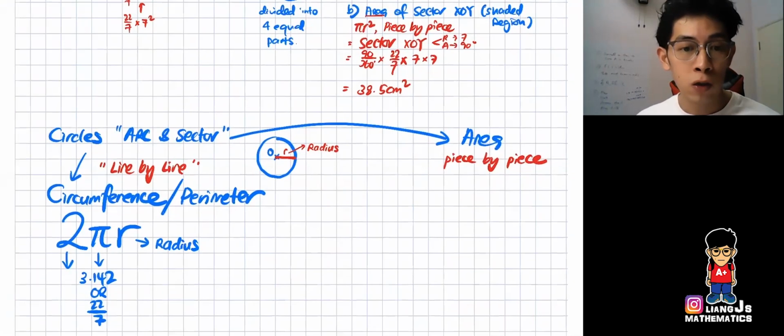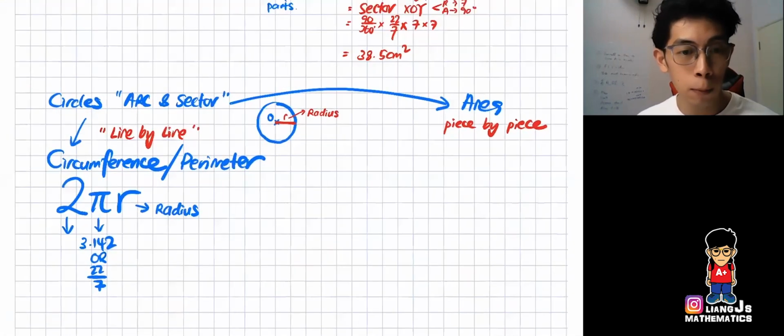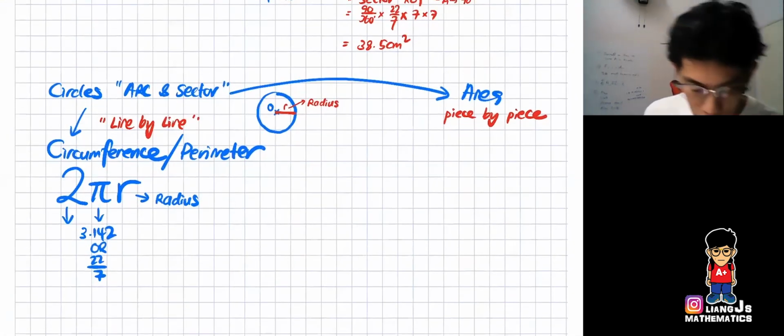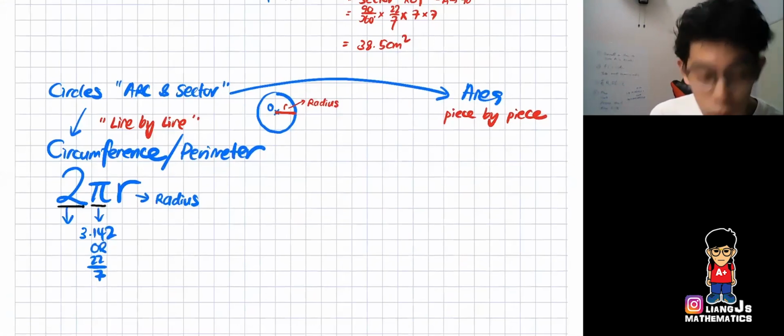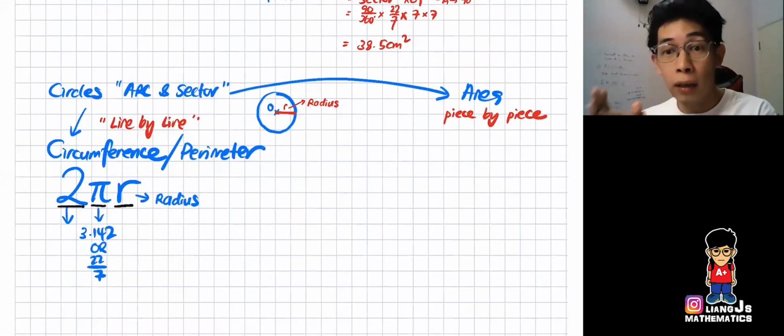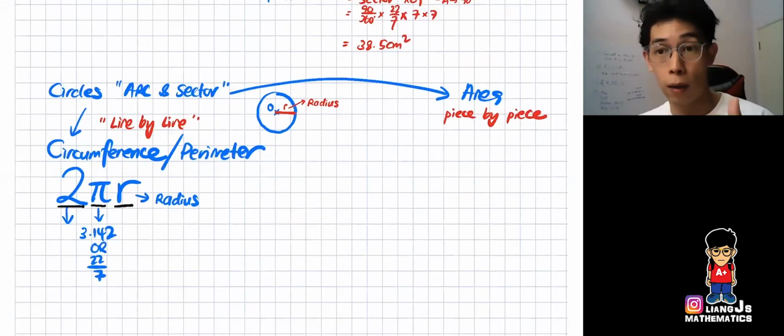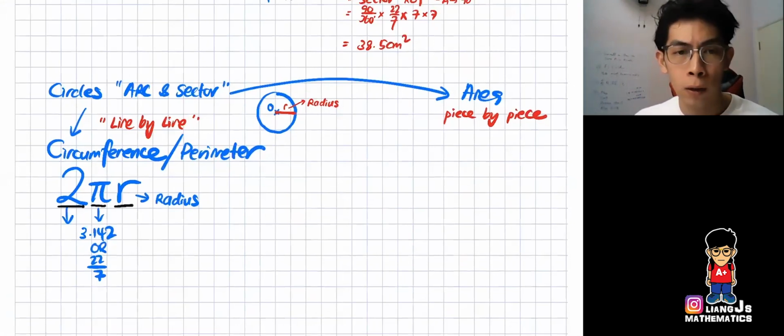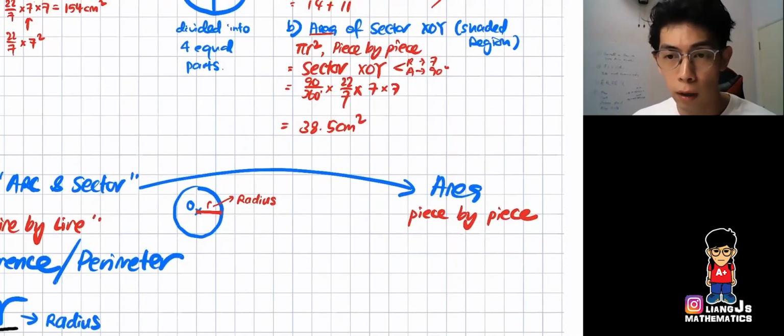So I move down. As you can see, 2 pi r, that will be 2 times pi times r, and r will be the radius. You take the radius, you put it inside, then you get it ready. How to use it, in a while. Everyone, move to this one.